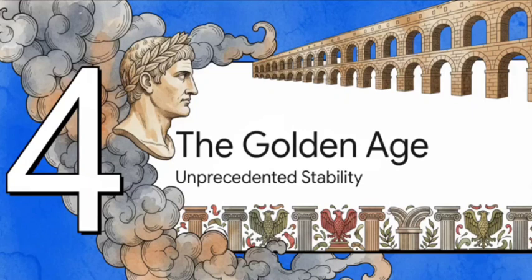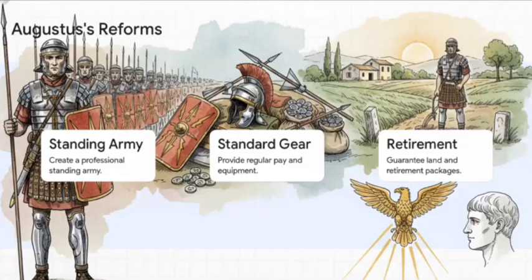All right, Section 4, the Golden Age. From the ashes of all this civil war emerged Caesar's adopted heir, Augustus, who officially birthed the Roman Empire in 27 BC. He brought in an unprecedented era of stability, and he succeeded where everyone else failed because he figured out the core problem. The Republic fell because soldiers were loyal to rich generals who promised them loot, not to the actual state.